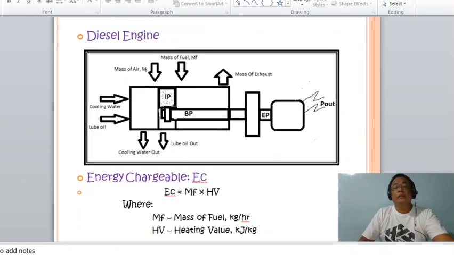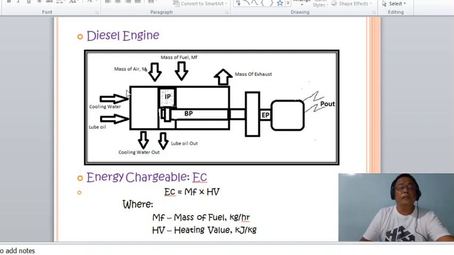So let us consider an illustration of a diesel engine. You will notice that here in the illustration, if you look at the figure, the mass of fuel will enter the combustion chamber. Since a diesel engine is a compression ignition engine, the air of course is compressed in the cylinder, or the mass of air will also enter the combustion chamber.